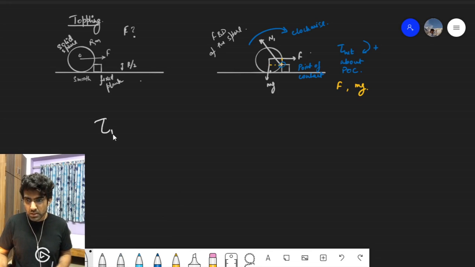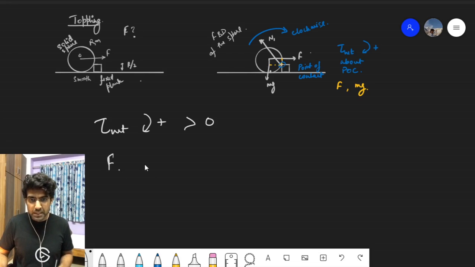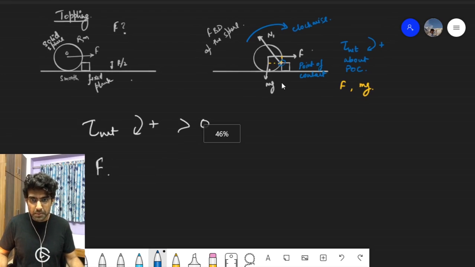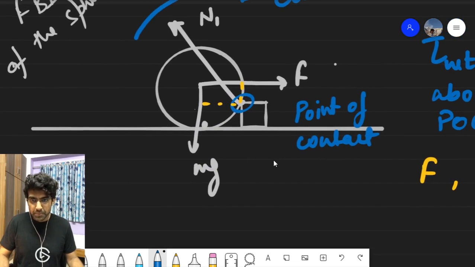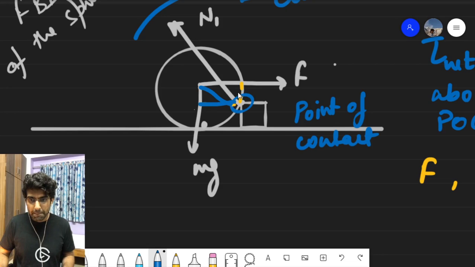So net torque has to be clockwise, should be positive. That means the net torque should be greater than 0 if it needs to topple. The force F is creating a torque of F into arm length. Now let's see the arm length over here. So this triangle, we're talking about this triangle, or let's say this rectangle.